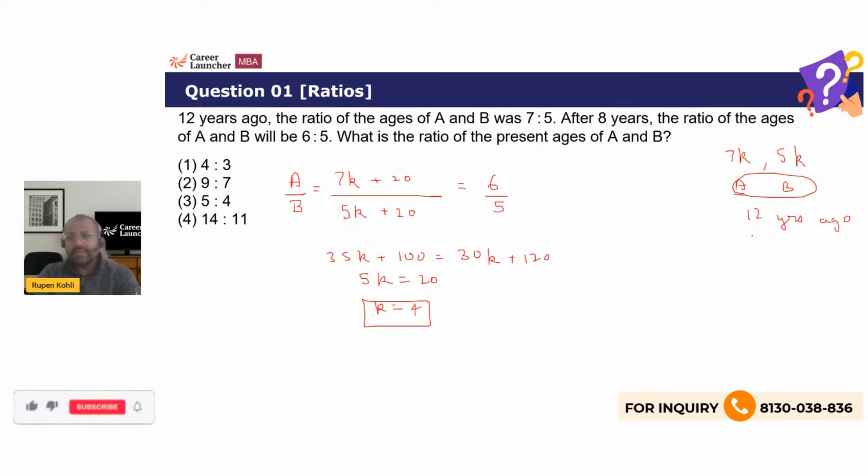Now I can come over here and say that 12 years ago, the ages were 7 into 4, 5 into 4. So this was the ages at t minus 12, where t is present. What about t today? You add 12: you get 28 plus 12 is 40, 20 plus 12 is 32. 40 is to 32, 8 into 5, 8 into 4. Where is my answer? Option number 3. So quickly processing the information and getting it done very nicely with just one variable. Perfect.